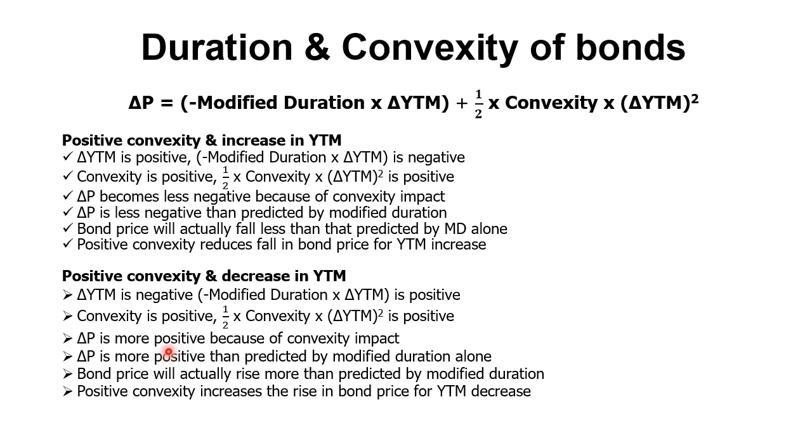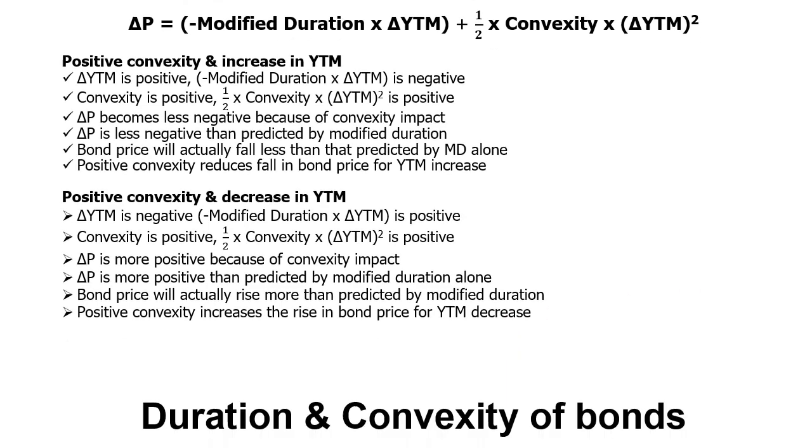Hence, delta P will become more positive because we are adding a positive number, the convexity impact, to a positive number, the duration impact. This means that delta P will be more positive than that predicted by modified duration alone. Therefore, the bond price will actually rise more than that predicted by the modified duration alone. Positive convexity increases the price of a bond at that point in the curve for a decrease in the YTM.